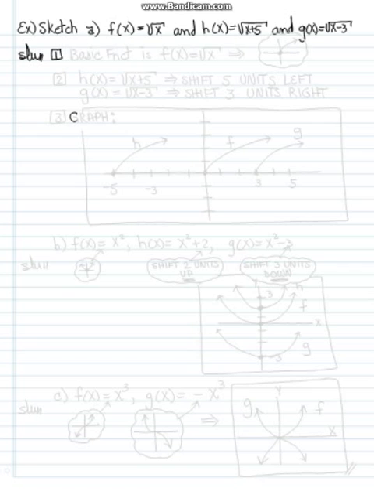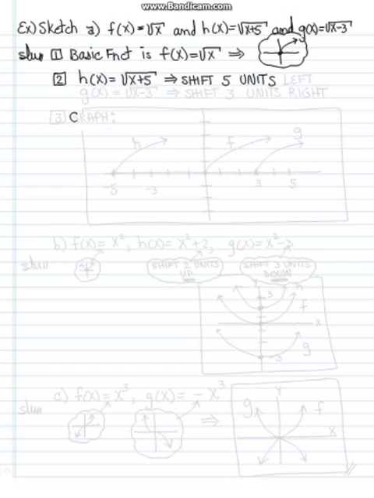Okay, so let's remember what that picture looks like. The basic function is f of x equals the square root of x, and the picture has a point at the origin, 0, 0, and it goes off to the right. Step 2, h of x is given to be equal to the square root of x plus 5. So we're adding 5 to the evaluation of the function. That means we're going to shift 5 units to the left. Remember, when we add a number to the x value, we shift to the left.